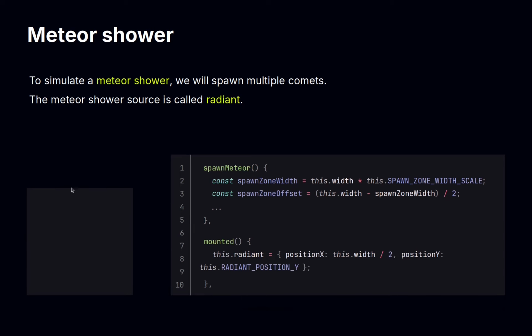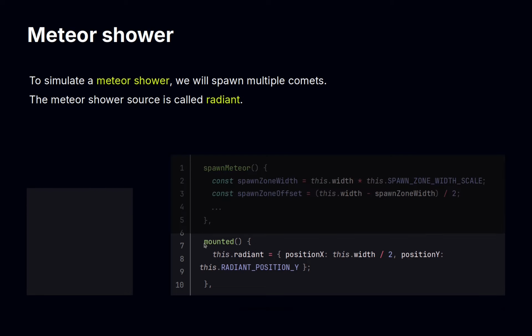Also, I want to place the radiant outside the canvas. So here is the canvas. In the mounted lifecycle hook, I am going to create a radiant point. So the X will be the center divided by 2. That will put the X coordinate here in the middle of the screen. But position Y will be a negative value, because I would like to place the radiant outside the canvas. And this is what I showed you in the beginning of this video. We can control this value so that we can come closer to the canvas if we want, and this will affect the angle at which the comets appear.